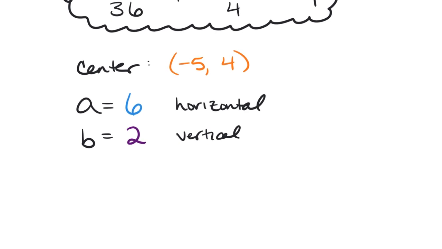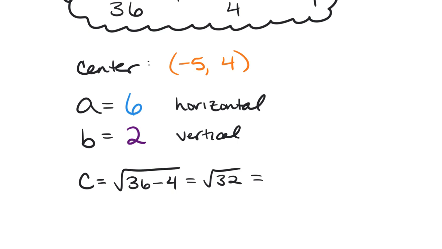Since we know a and b, we can use a and b to solve for c. The relationship there is square root of a squared, 36, minus b squared, 4, which is square root of 32. If you do a tree for 32, it's 16 times 2, and 16 is 4 times 4, so this is 4 square root 2. That is the c value that will help me find the foci.